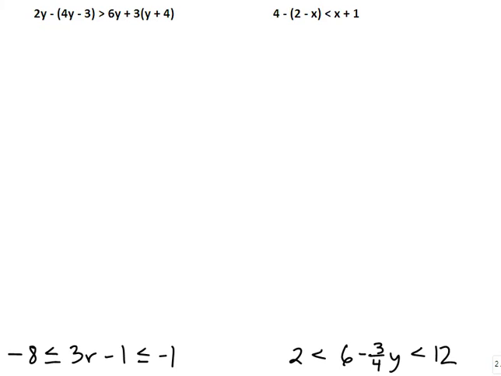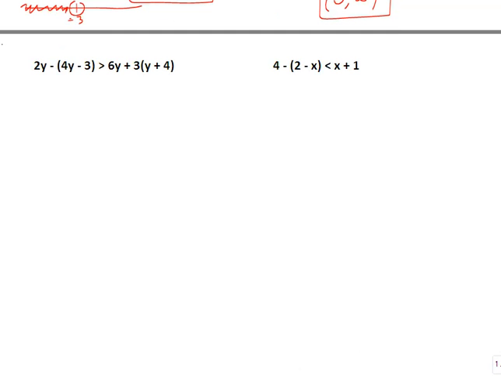In our next couple of examples, what's different is now we have some parentheses. So the first thing we're going to need to do is get rid of the parentheses by just doing some distributing. So here I'm going to distribute this negative across, and then I'm going to distribute this 3 across. So I would have 2y minus 4y plus 3 is greater than 6y plus 3y plus 12.